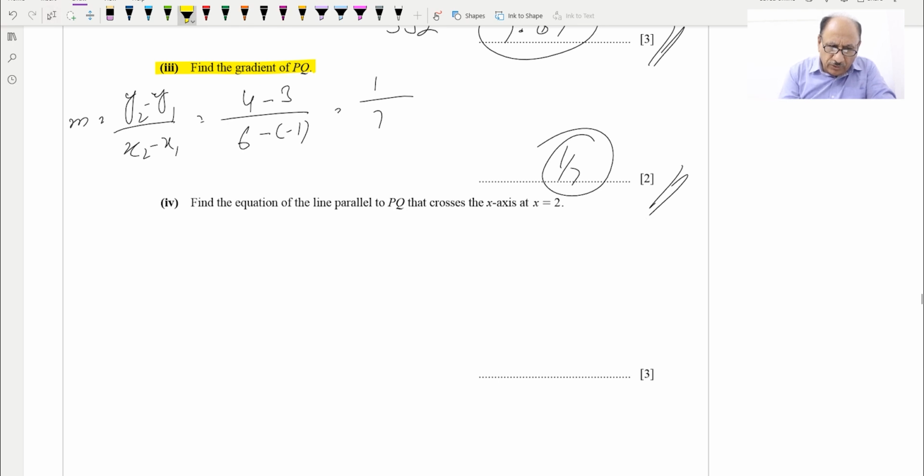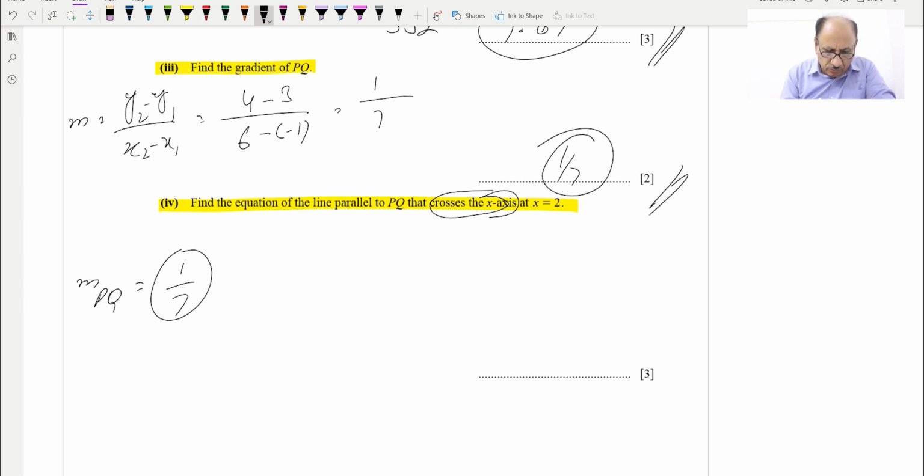Now for the fourth part, they're saying find the equation of the line parallel to PQ. Parallel to PQ means whatever the gradient of PQ is will be the same as the gradient of this line, so it will be 1 over 7. We will be using this gradient, and then we have to use the c value. They are saying it crosses the x-axis.